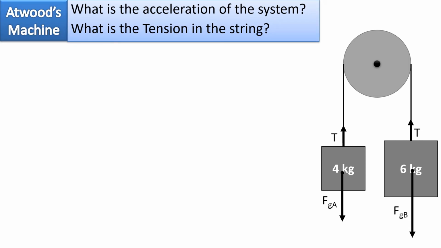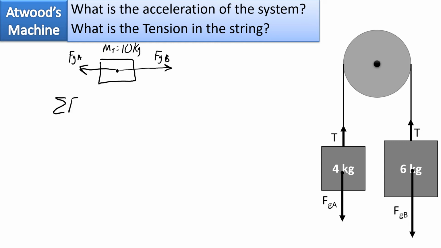All right, let's start by drawing our free body diagram. I'm going to draw them both together in one square, and the mass is the total mass, 10 kilograms. And FGB is pulling it this way, and FGA is pulling it this way. Now let's write our net force equation.